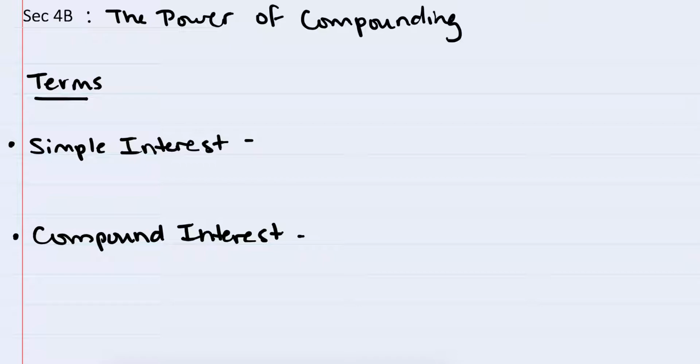In section 4B, we're going to talk about simple interest and compound interest and continuously compounded interest. To start off, we're going to look at simple interest and compound interest, and we're going to do an example where we look at the difference between the two. So what is simple interest?